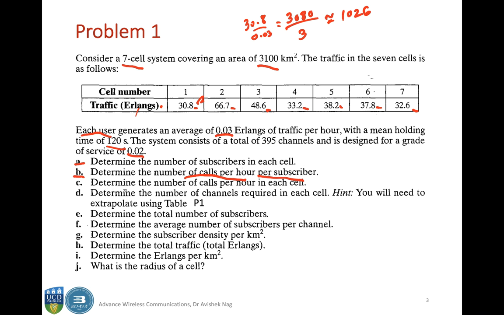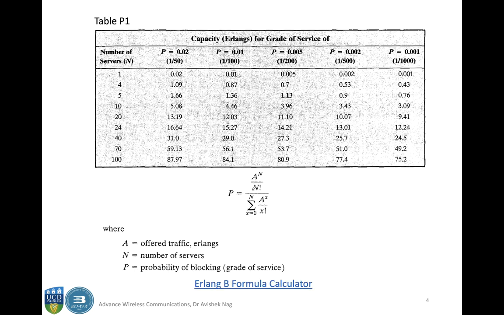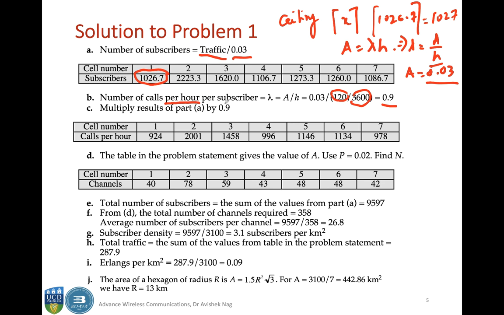In part C, it is asked to determine the number of calls per hour in each cell. So this is basically multiplying the results of part A by 0.9. 0.9 is the number of calls per hour per subscriber, and you have the total number of subscribers that you calculated in part A. So the number of calls per hour per cell will be the total number of subscribers in each cell multiplied by the number of calls per hour per subscriber. So all the results of part A, if you multiply by 0.9, then you will get all these numbers.